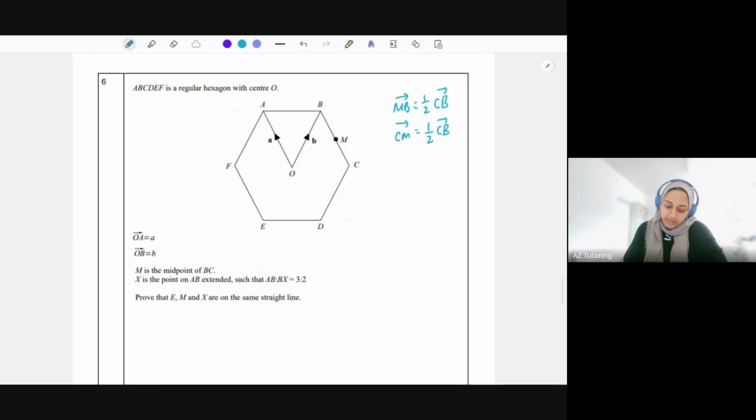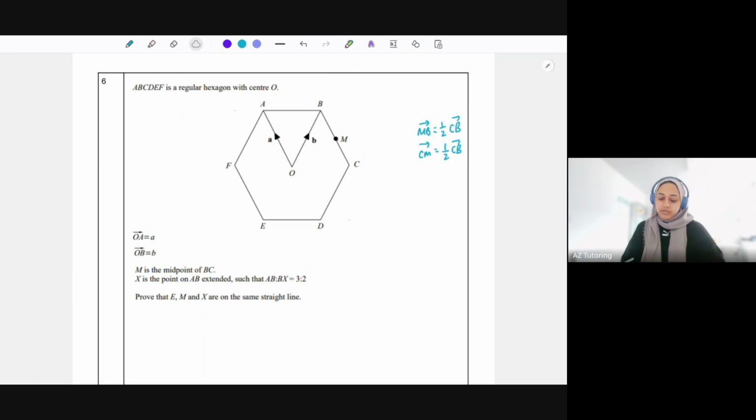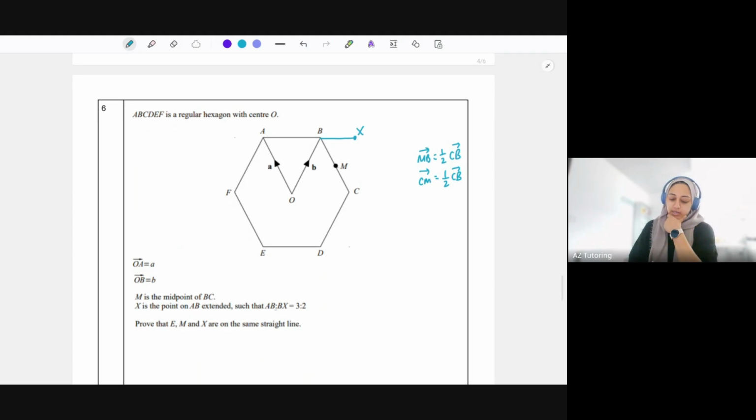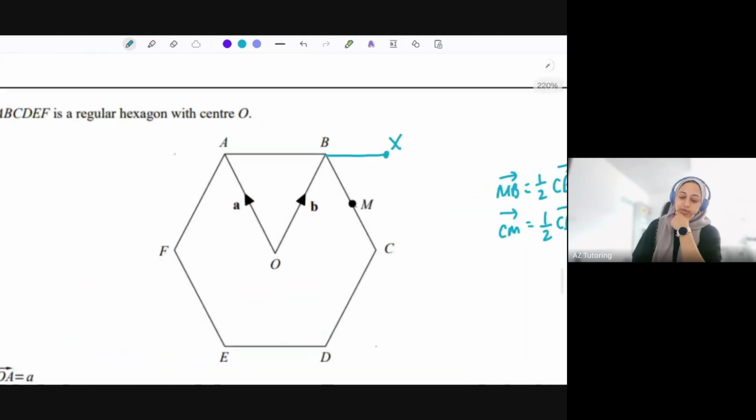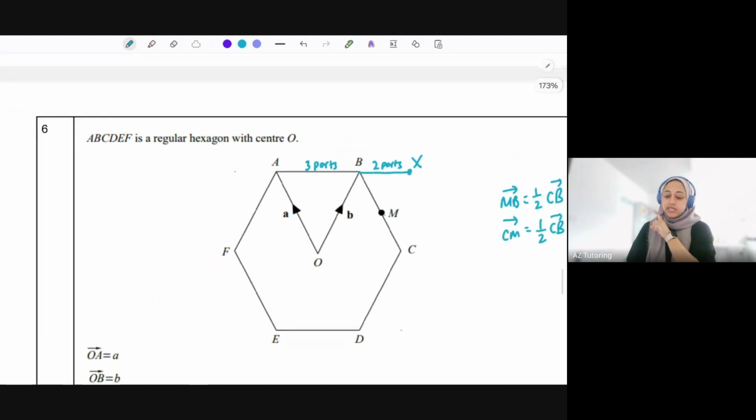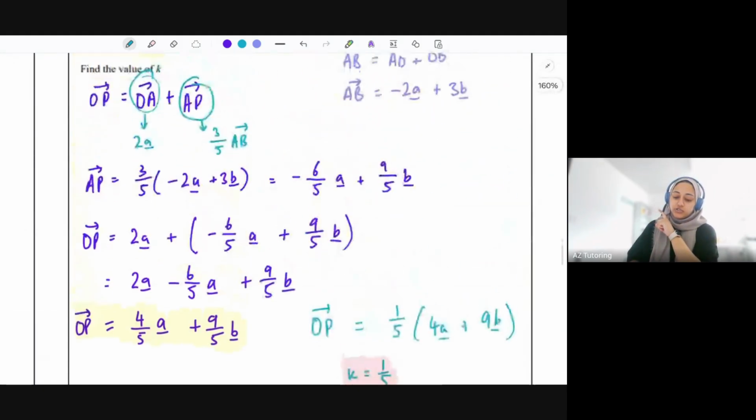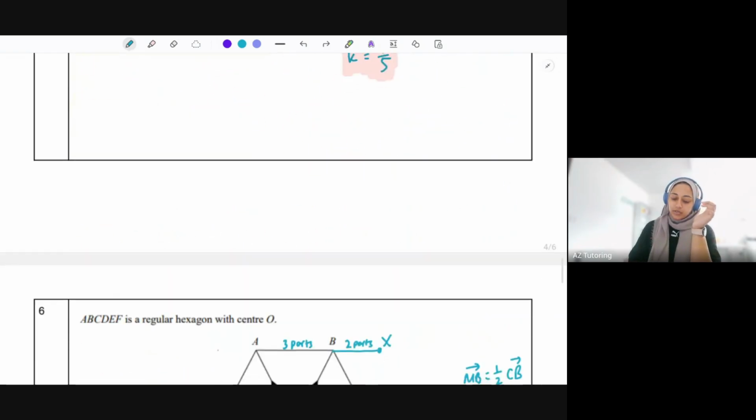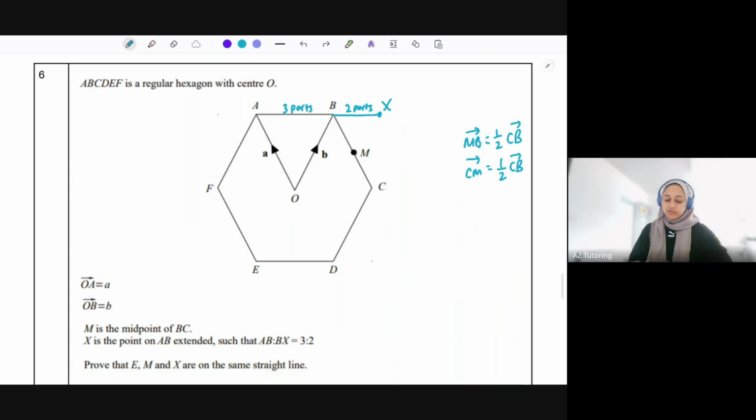It then says X is a point on AB extended. Okay, I'm just going to make this a bit smaller and put it over here. So here's AB. I'm going to extend it, and I'm going to say that X is over here, such that AB to BX is 3 to 2. So it's saying that this is 3 parts and this is 2 parts. But we're not evaluating this ratio the same way as the last question, because in the last question the ratio was describing just one line, all of AB. Here, the ratio is describing something extended, so the fractions are going to be a bit different.